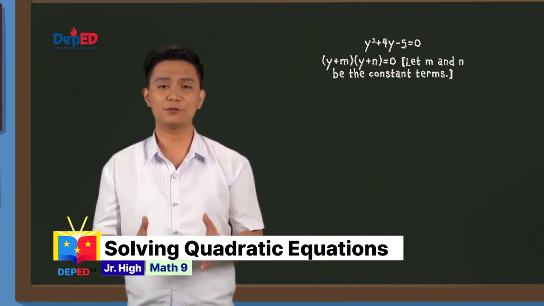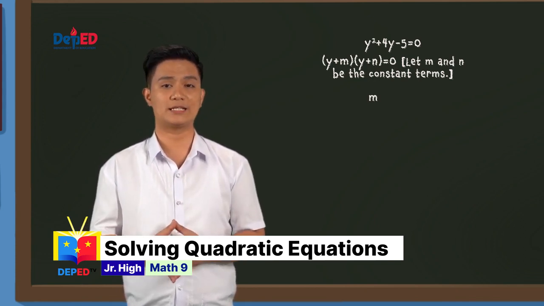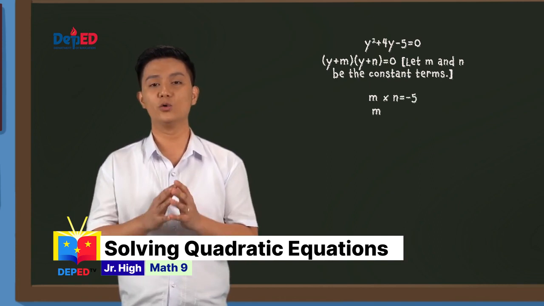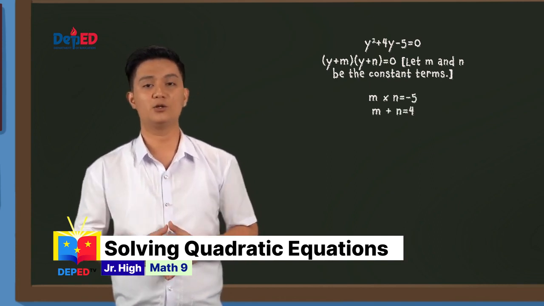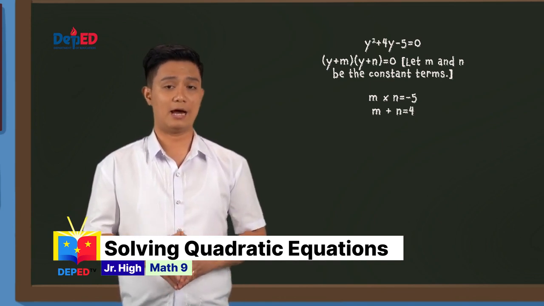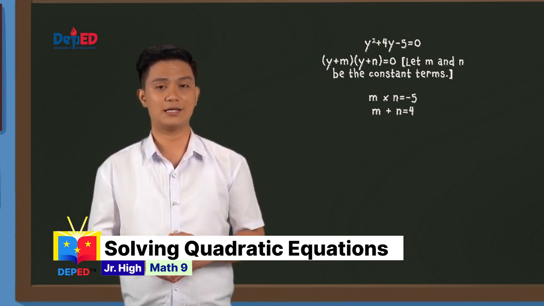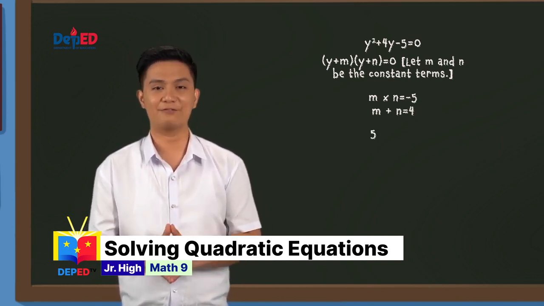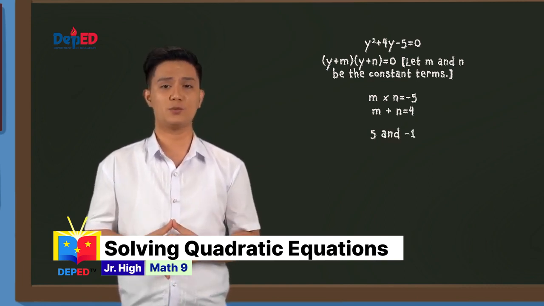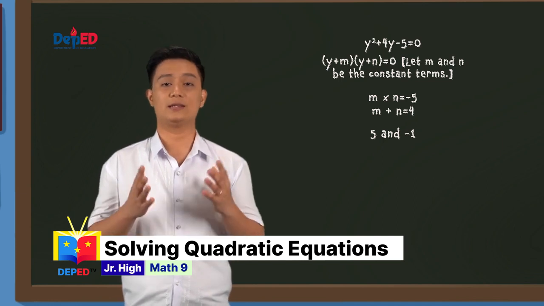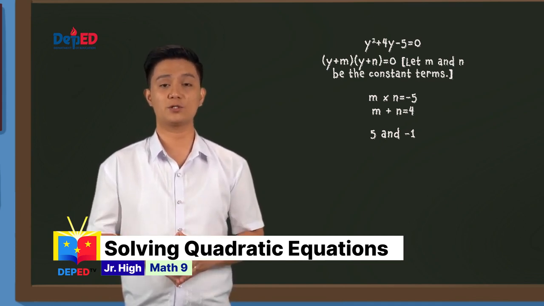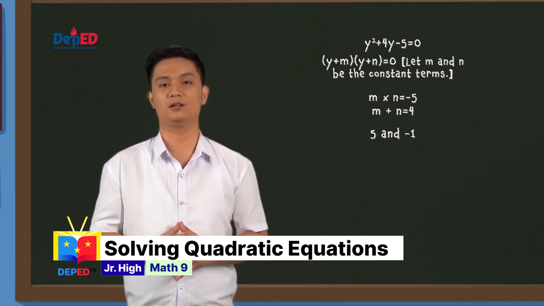Now, we have to think of two numbers whose product is -5, which is the constant term of the trinomial, and whose sum is 4, the numerical coefficient of the middle term 4y. Have you identified the two numbers? The answer? 5 and -1. We position them as the constant terms in the binomial factors. It doesn't matter where we place them, since the first terms of the factors are identical.